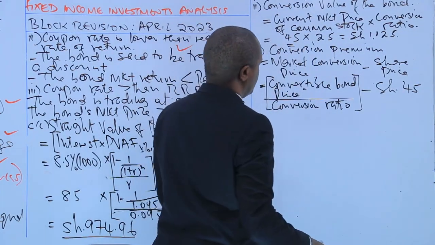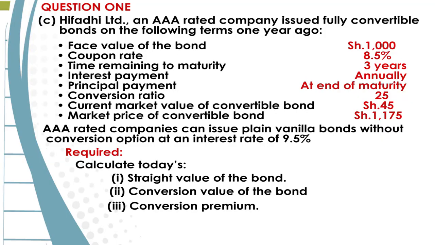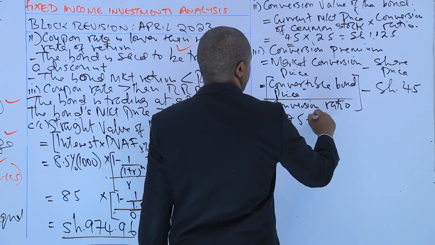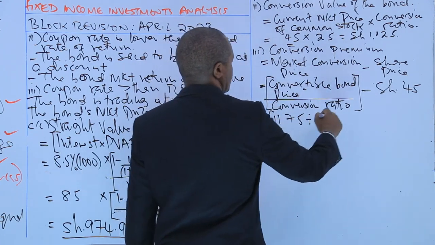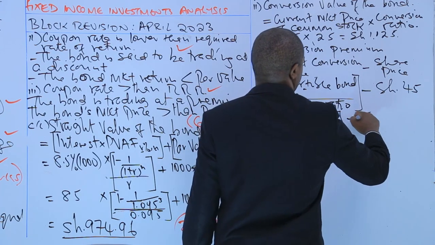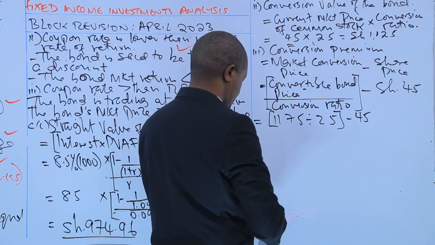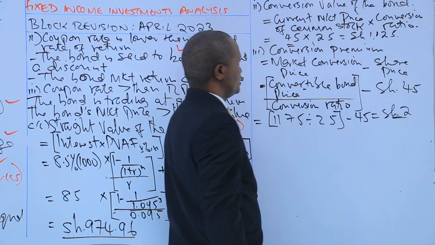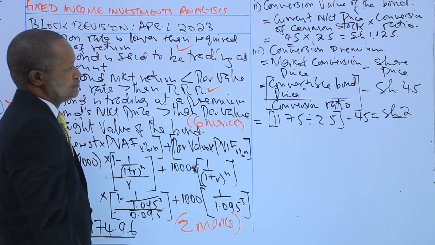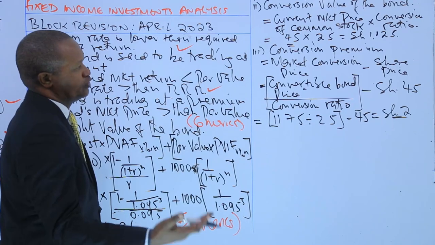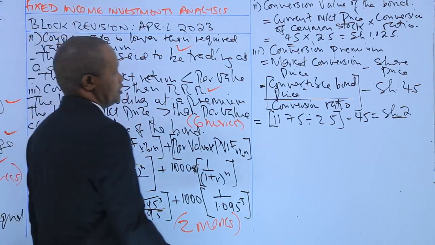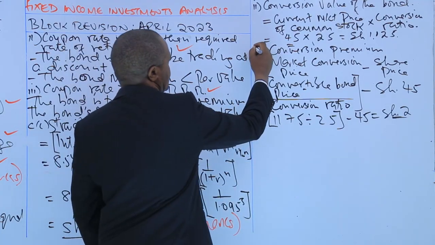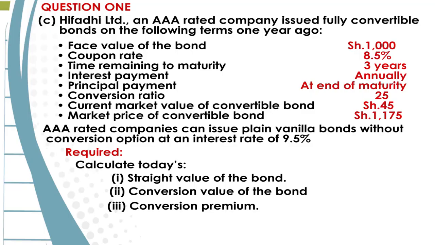So the convertible bond price from the question, the last item in the information given, you can see market price of convertible bond 1175. So you have 1175 divided by the conversion ratio 25, minus 45. This is equal to 2 shillings. So that is the conversion premium, 2 shillings. Market conversion price minus the share price is equal to 2 shillings. That is Roman 3. We move on to Roman 4.